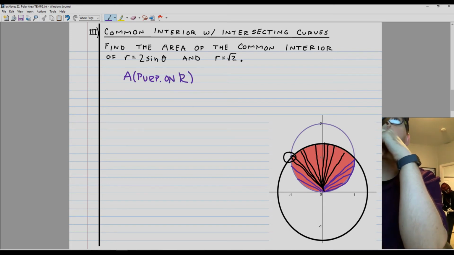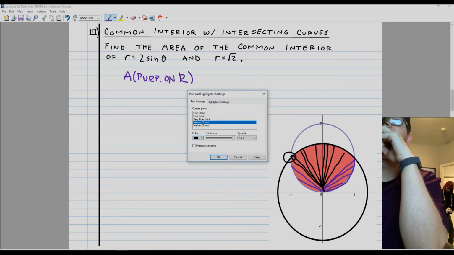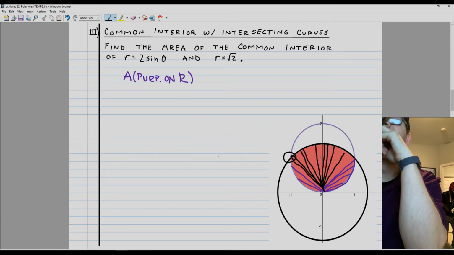Okay. So we need purple on the right. Then second, we're going to add... Shoot, I gotta think of that. I got black already. Okay. We're gonna add the area of the black section in the middle.